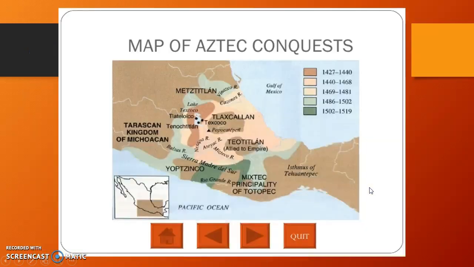So here is another map of the Aztec conquests that shows you the years and how long that took, how it evolved, really, is what's most important from this map.